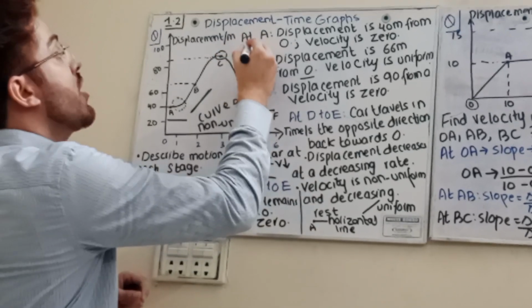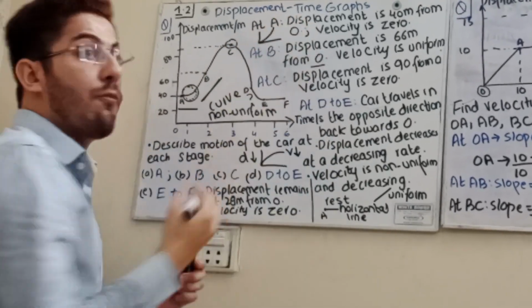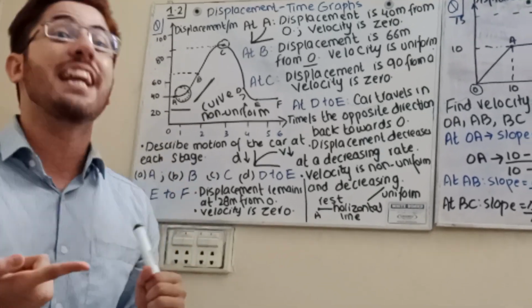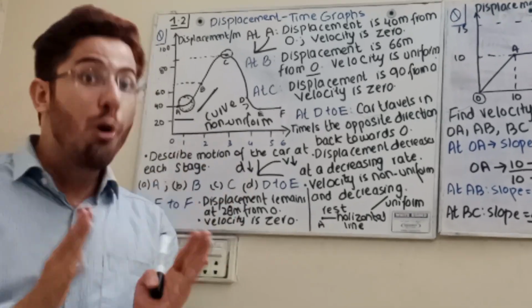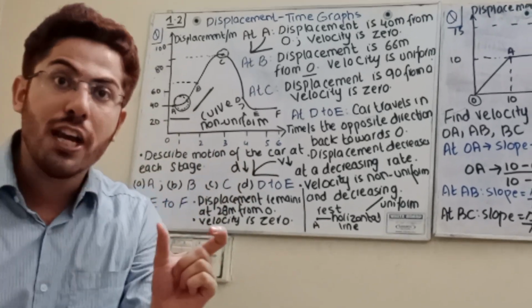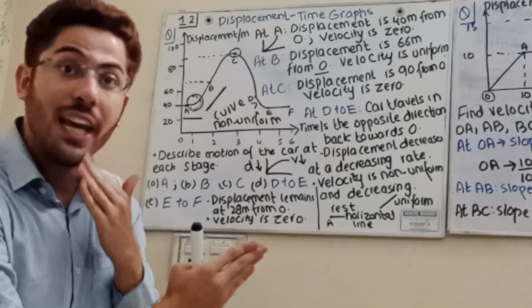If the graph shows you this line, student, it means velocity is increasing at an increasing rate, displacement increasing. I told you, you need to note down each and every section in your copy so that you can solve this type of question easily.